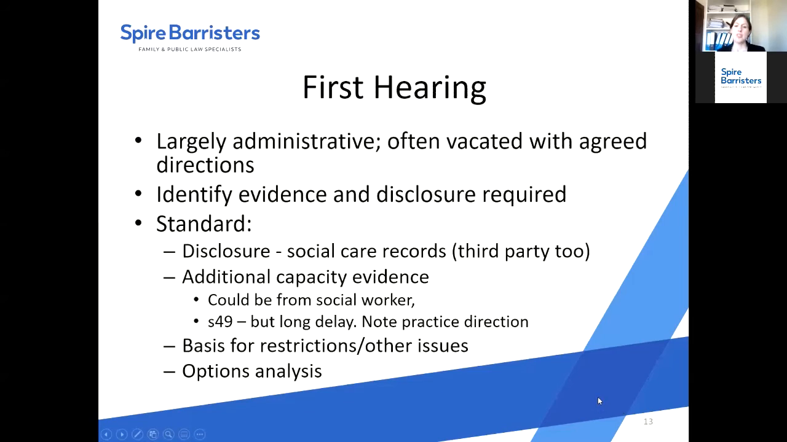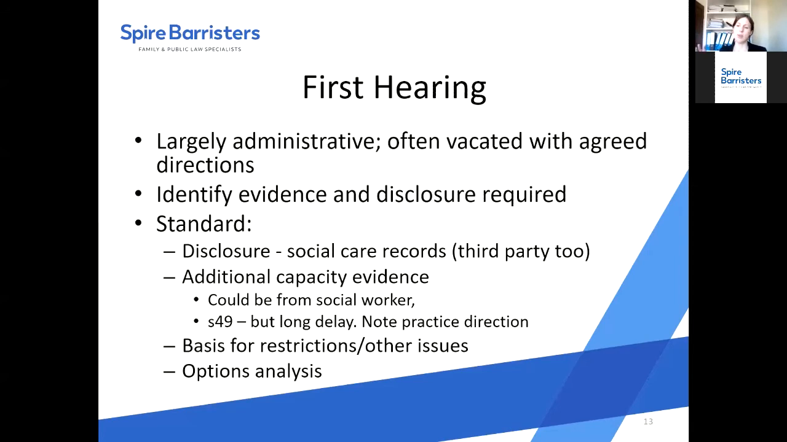So the first hearing then, that initial order is listed as a hearing. It is largely administrative and it is often vacated with agreed directions, and this is what I'm talking about in terms of that identification of the work that the social worker ought to do. So what you will hopefully have done is everyone's on board, the parties have been sorted, or you know where you're going with the parties.